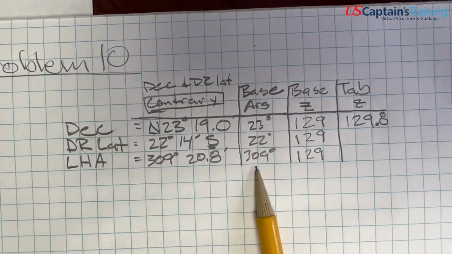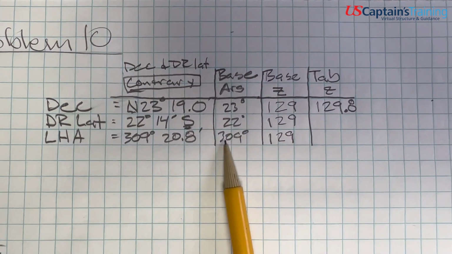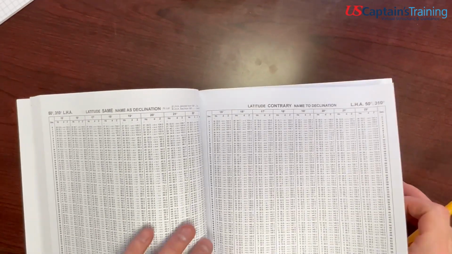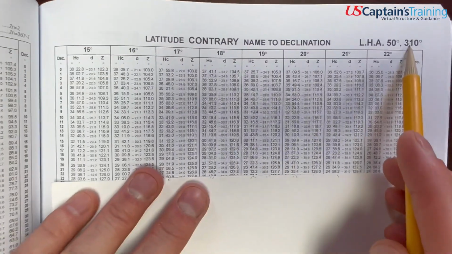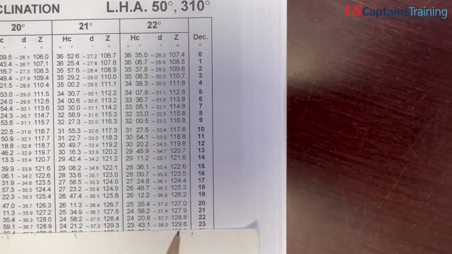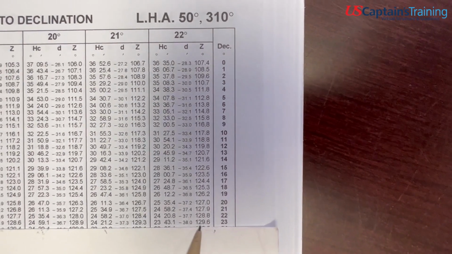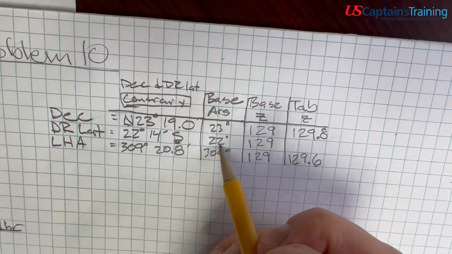So this bumps to 310. So we're 23, 22, 310. And yeah, here we are. So contrary, 310, 22, 23. 129.6. Now we need to bump this one up.